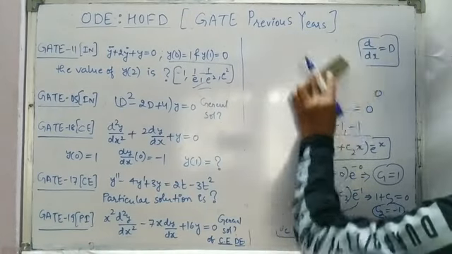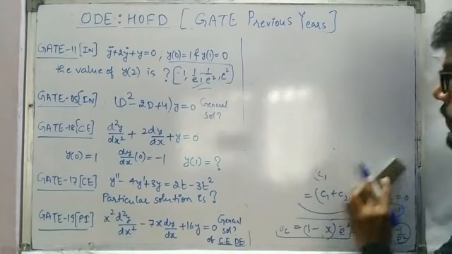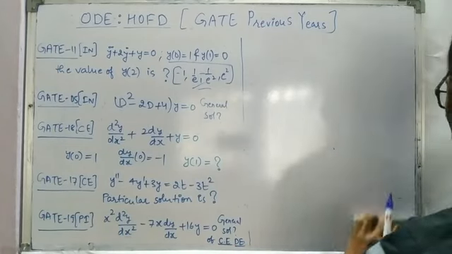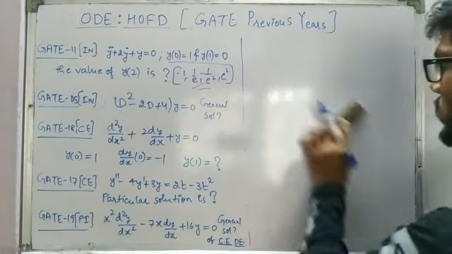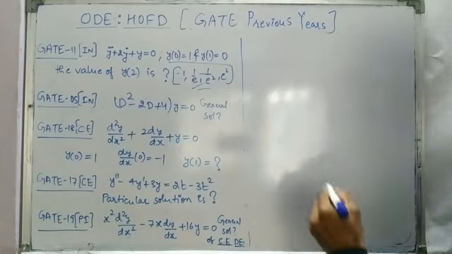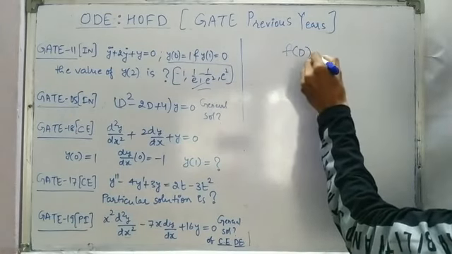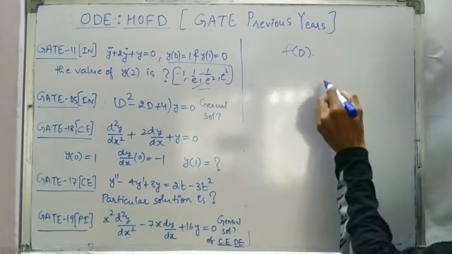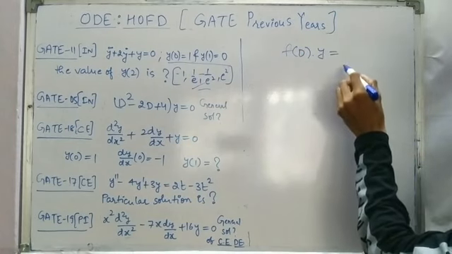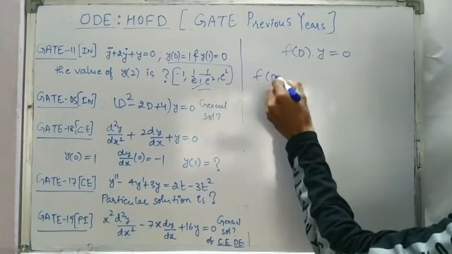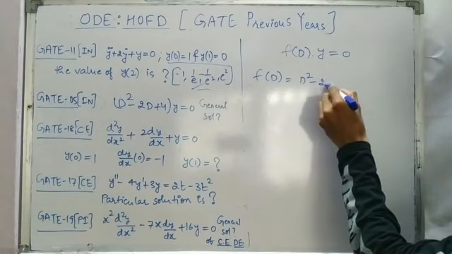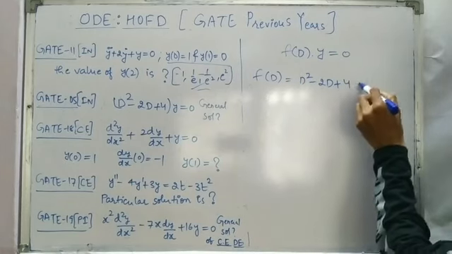And now let us solve problem number 2. So problem number 2 is given directly in terms of f of D itself. So (D square minus 2D plus 4) into y is equal to 0. So again it is a homogeneous linear differential equation of second order. So f of D into y is equal to 0. So the auxiliary equation f of D is equal to D square minus 2D plus 4 is equal to 0.